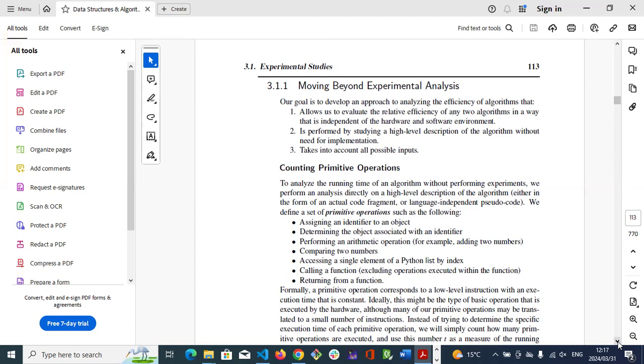Counting the primitive operations. The primitive operations are such as assigning an identifier to an object, determining the object associated with an identifier, performing an arithmetic operation, for example adding two numbers, comparing two numbers, accessing a single element of a Python list by index, calling a function, excluding operations executed within the function, and then returning from a function.